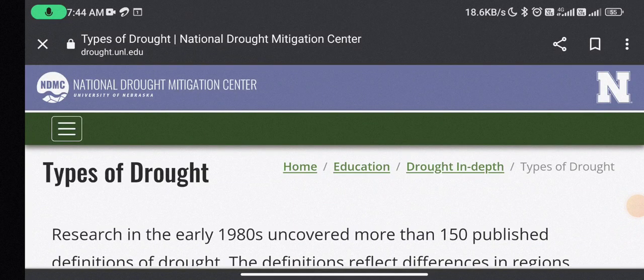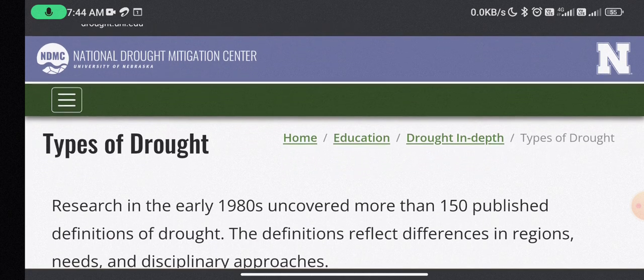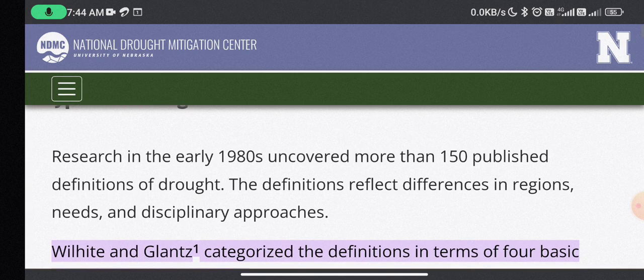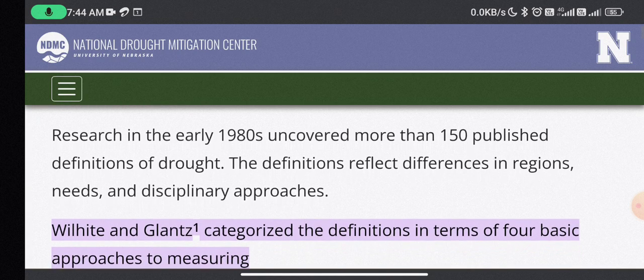So in WB SET, I think 2023, there is a question: in India, the type of drought measured in terms of rainfall deficiency is called meteorological drought. Okay, so here when I searched that statement, I got this link and the website, the National Drought Mitigation Center. Here we got this topic, types of drought. Very important, you should know this. So let's read this article from the official website of National Drought Mitigation Center.